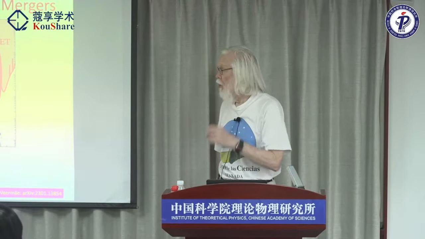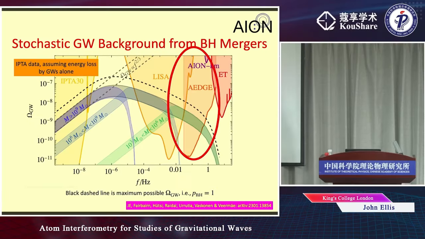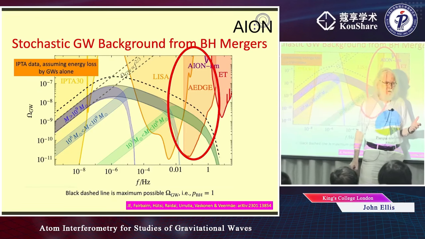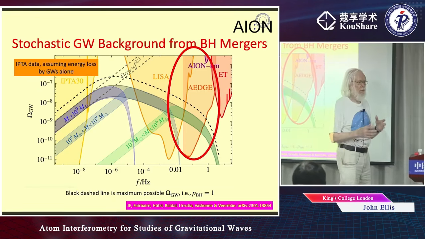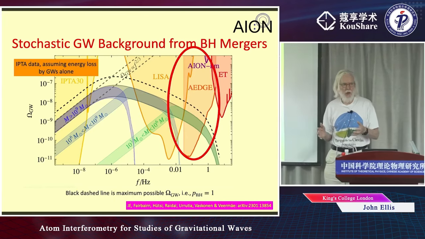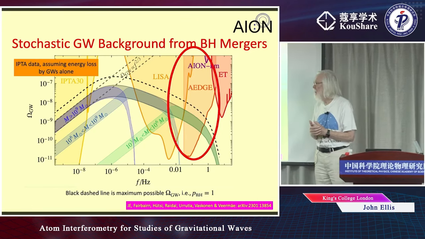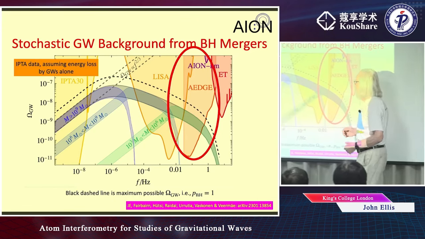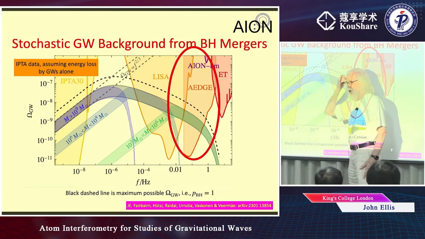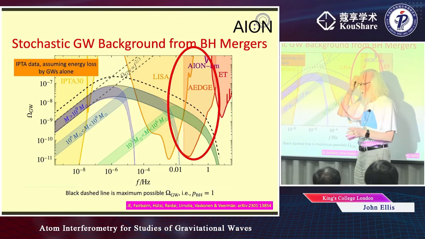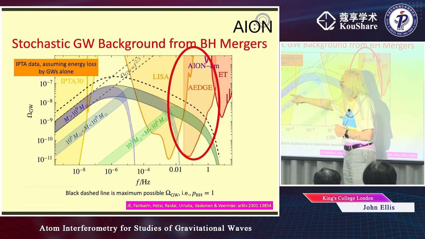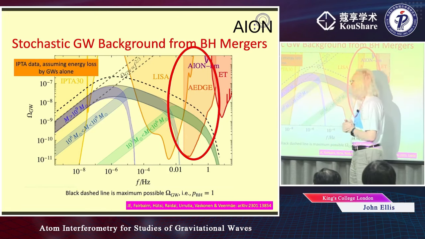So that normalization came from fitting the IPTA data, assuming that the evolution of the binaries was driven by gravitational wave emission alone. I'll come back to that assumption in a moment. And so we fitted the IPTA data, and in our model, most of the binaries that they're observing contain supermassive black holes weighing more than 10^9 solar masses.